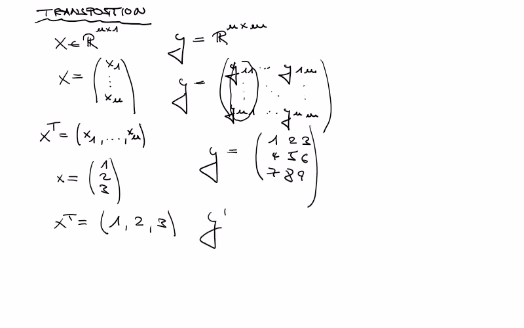Now we want to transpose this matrix Y. So what is its first row? 1, 4, 7. So the first column is now the first row. What's the second row? And the last one? So that's just transposition. And that's really just transposition. Yeah. So there is not much to it.